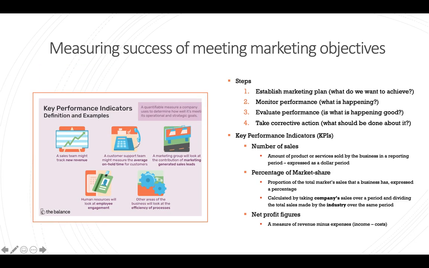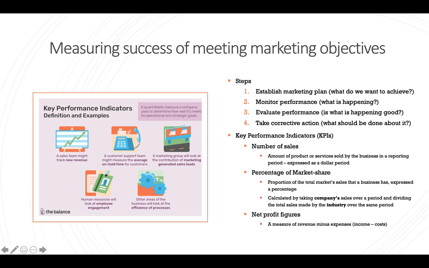All right, how are we actually measuring the success of whether or not we are meeting the business objectives, or specifically marketing objectives? Step one is that we need to establish a marketing plan. What do we actually want to achieve? Next, we are going to monitor the performance. What is actually happening, and evaluating it, what does that actually mean? And then we're going to correct it. We'll fix it up and implement a new program if necessary.